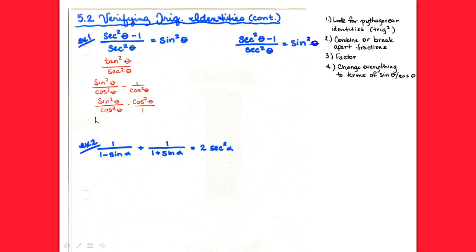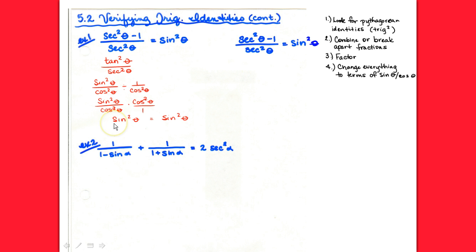All right, so now we've got sine squared over cosine squared times cosine squared over 1. And so when we multiply, our cosine squareds will drop out, and that'll just leave us with sine squared. And that's what we were trying to get to. So again, I don't have to come over here and write sine squared all the way down, but notice that we only worked on one side.